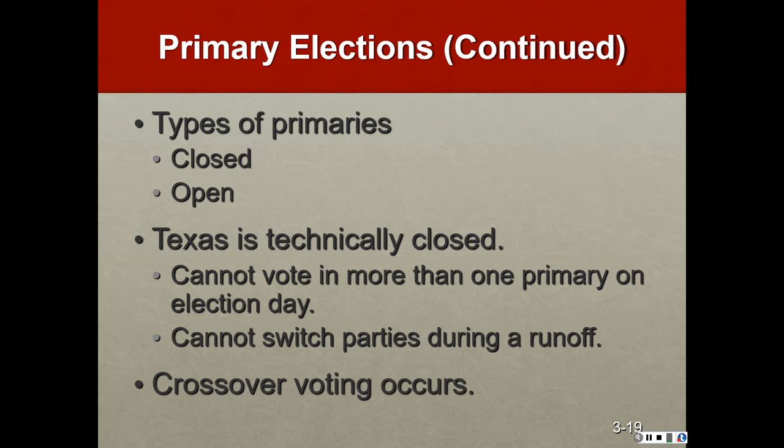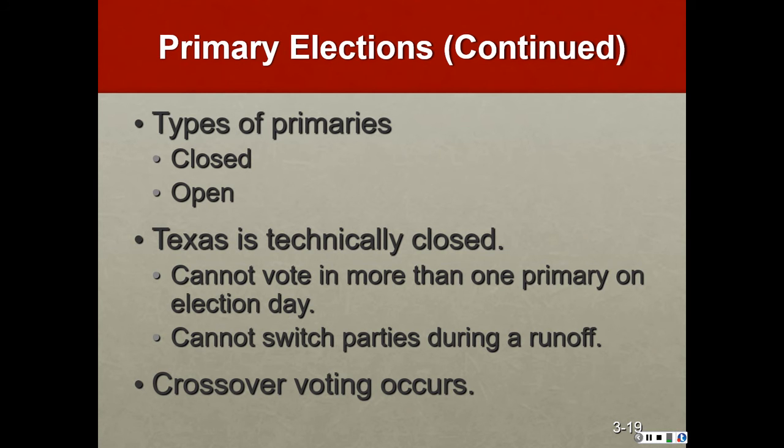Now we do see something occur that's called crossover voting. Crossover voting is going to occur in open primaries. We're going to have a member of one party go vote in the primary of the opposite party. We saw that this was encouraged at the national level in 2008. This was encouraged by Rush Limbaugh. We've seen a few Democratic talking heads, a few Democratic media encourage this. What happens is, if you're a Democrat, you will go vote in the Republican primary. If you're a Republican, you're going to go vote in the Democratic primary.